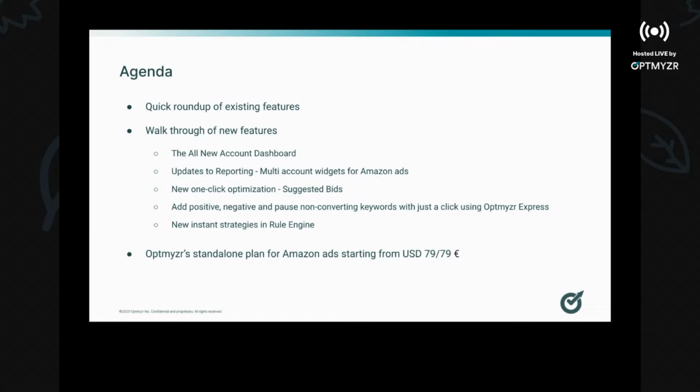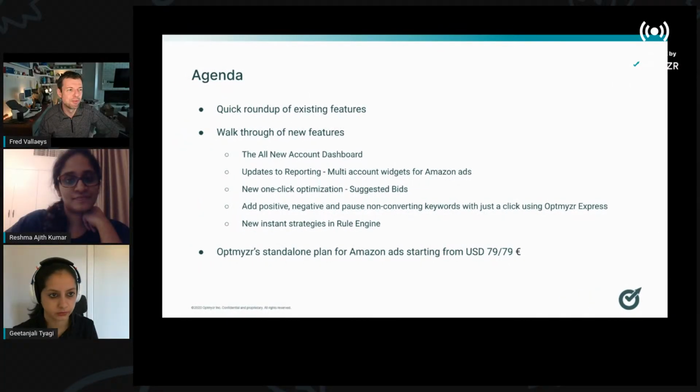But perhaps some of the biggest news here is that we're actually launching a standalone Amazon offering. So if you do not manage Google Ads, you don't manage Microsoft Ads, but you just want to manage Amazon using Optmyzr, you can now do that at a much lower price point, right? So we have fewer capabilities for Amazon. So we also thought it'd be fair to put a lower price point with that. So it's $79 US, 79 euros. We'll tell you at the end how exactly you sign up for that.